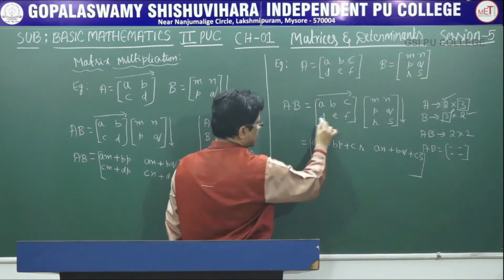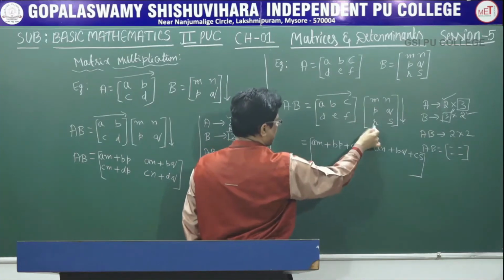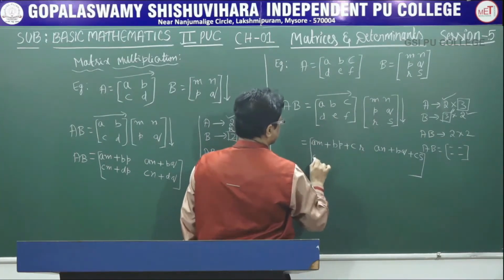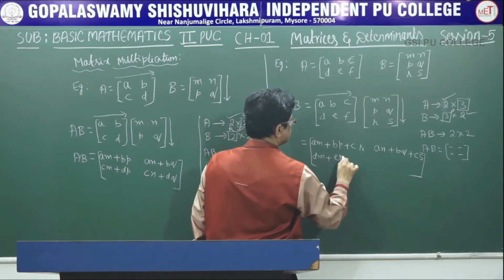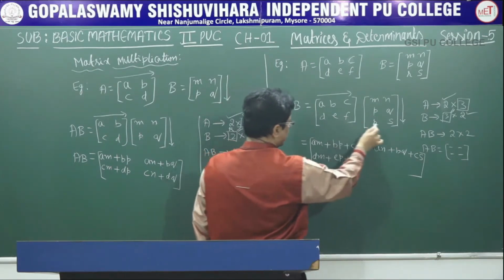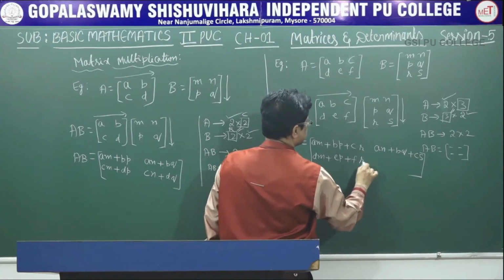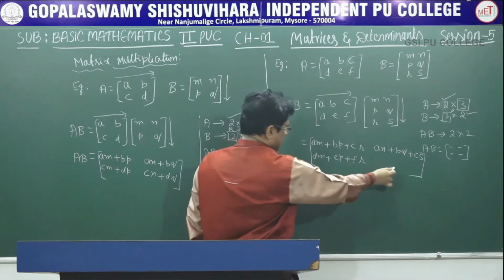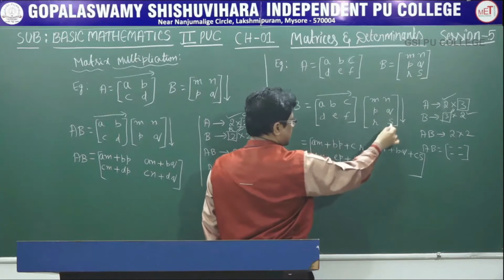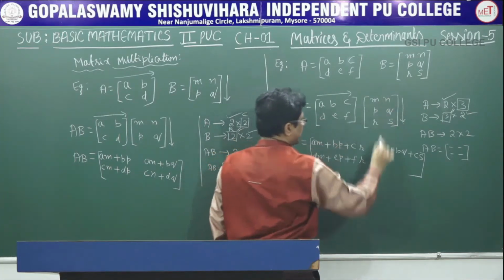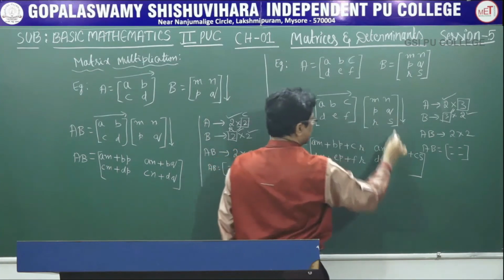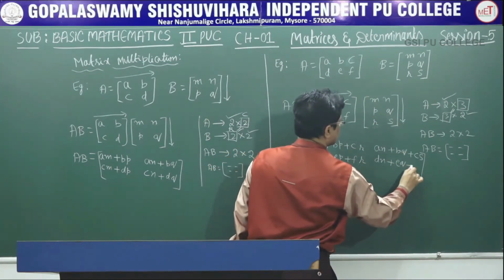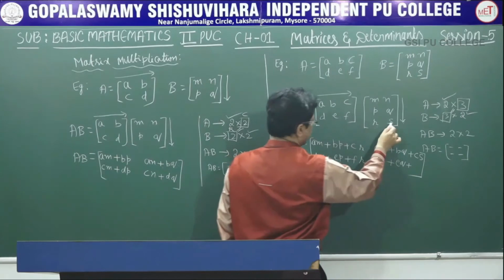So next element is second row into first column. So D into M plus E into P plus F into R. Next element will be second row into second column, D into N plus E into Q plus F into S.